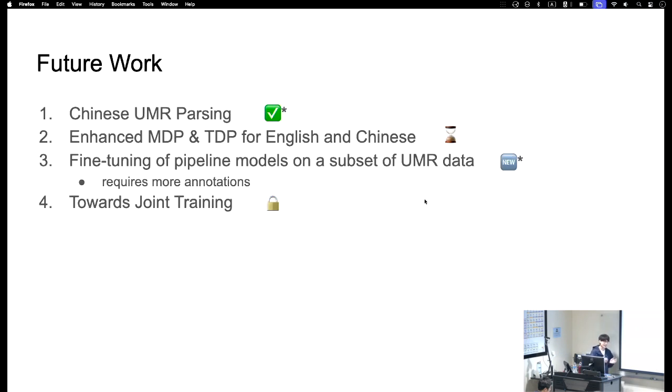Now, are we ready for the end-to-end fully joint training? I don't think so at this point. That's my view. So that's why you can see the lock icon, but we'll see how it goes.